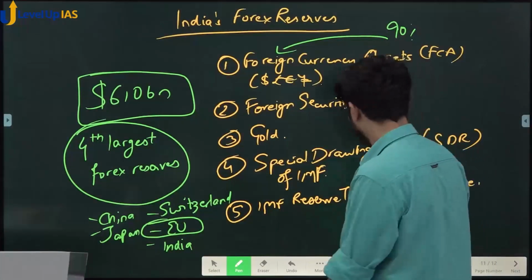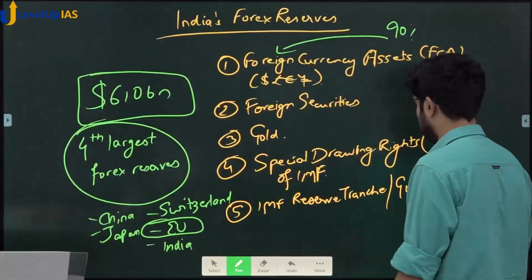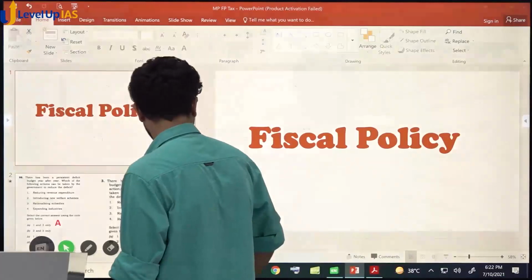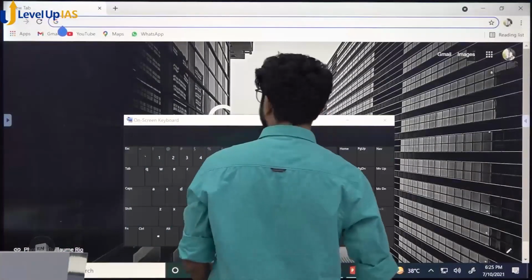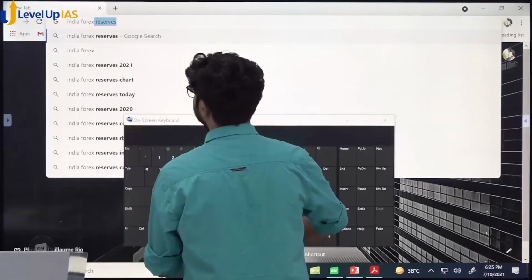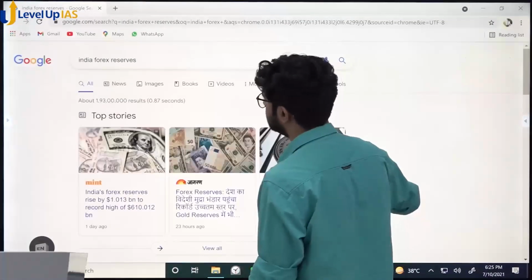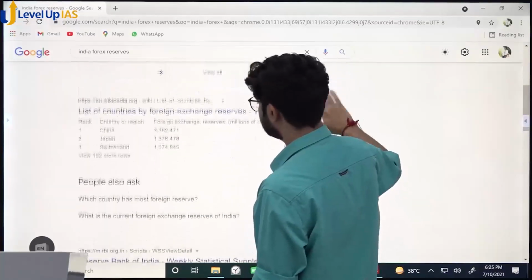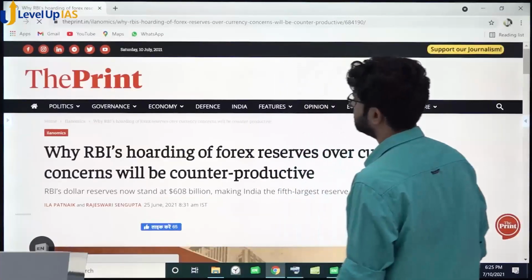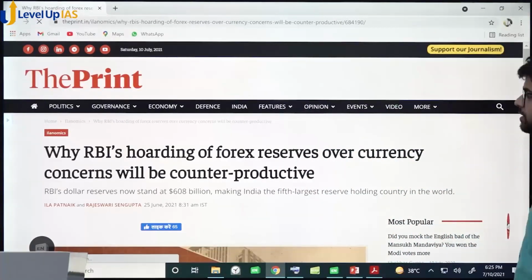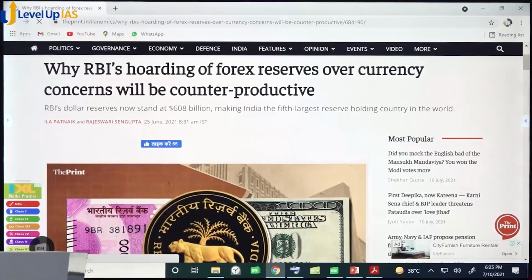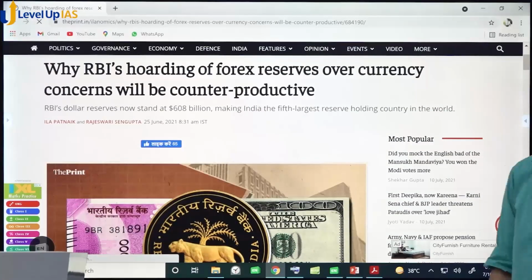Do we want to read some article which we can find on the internet? Okay, let us check. India forex reserves पे कोई article है क्या? Do we have any article on India's forex reserves? Let us try to read this article. Let us try to analyze this article. Why RBI's holding of forex reserve over currency concerns will be counterproductive. Let us try to analyze now.